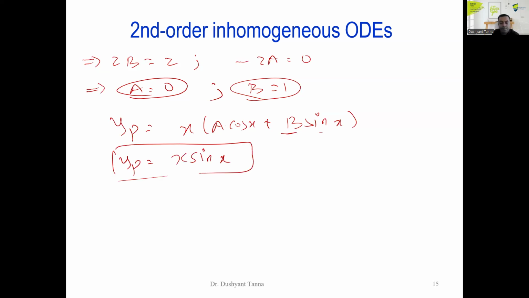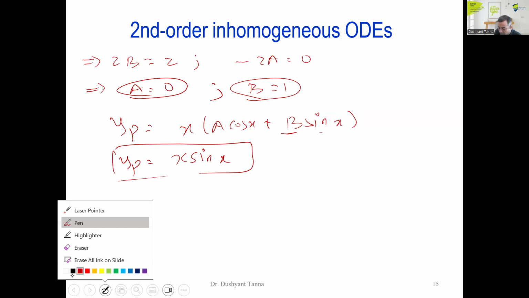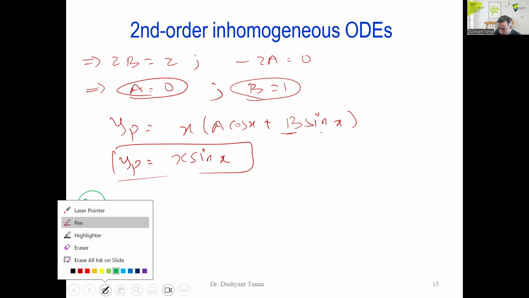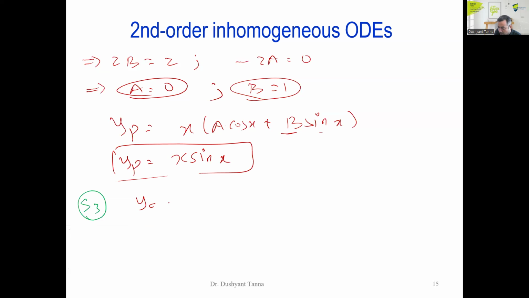That's my YP. Right? And finally, your step 3, which is writing the general solution. That is YG is equal to YH plus YP. Therefore, YH was C1 cos plus C2 sine X plus X sine X.